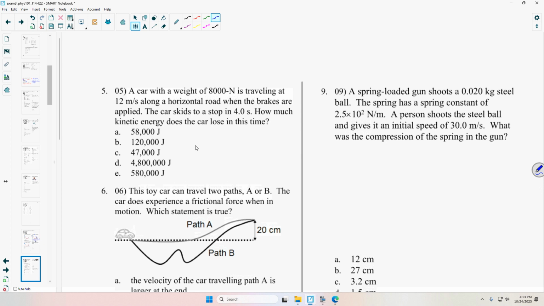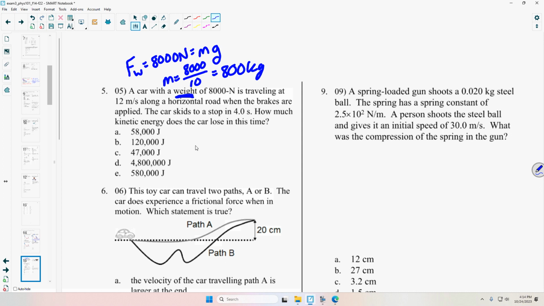How much kinetic energy does it lose in this time? You don't really need the time. All you really need to know is the kinetic energy of the car. So you have to do a little bit of maneuver because I don't know the mass of the car. I know the weight. So I know that the weight of that car is 8,000 newtons, and that's equal to m times g. That means that m is equal to 8,000 divided by 10, or 800 kilograms.